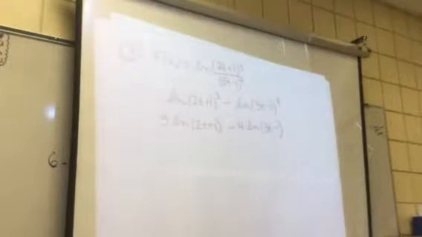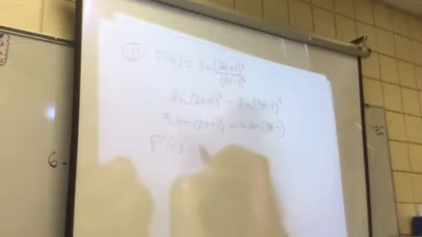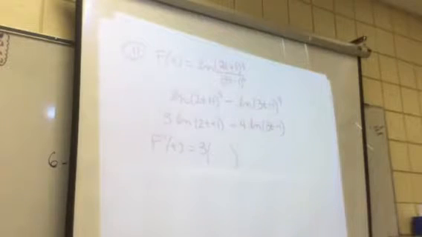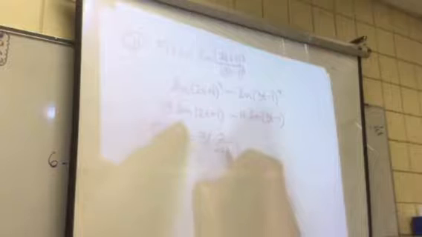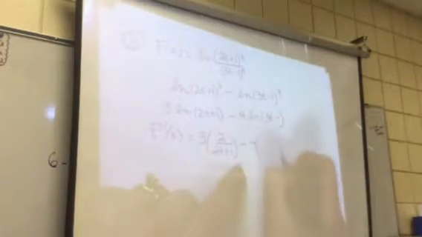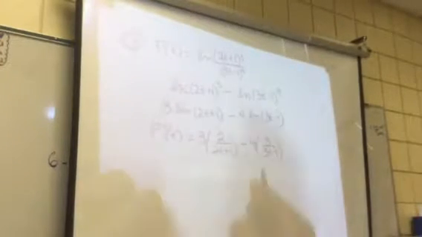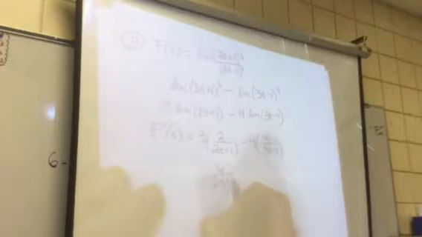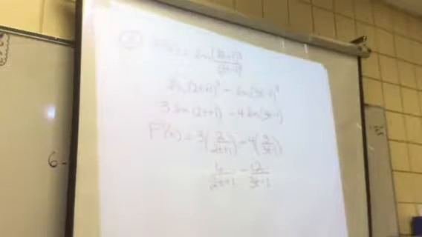So remember, when you're taking the derivative of a function that has a coefficient out front, it's just going to be 3 times whatever that derivative is. So the derivative would be 3 times, now, what would be the derivative of ln of 2t plus 1? 2 over 2t plus 1. And that was simple. Subtract 4 times 3 over 3t minus 1. So this could be 6 over 2t plus 1 minus 12 over 3t minus 1.